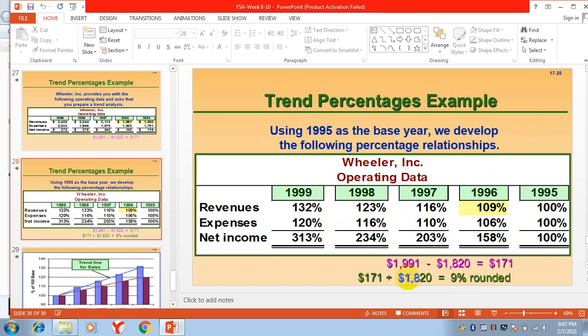Just take from current year 1996, deduct the base year 1820, and then divide the data by the base year. Base year revenue was 1820. So we got 9% rounded. The base year data is 100%, so this will become 109% because there is a 9% increase: 100 plus 9 becomes 109. Similarly, the next year's data.